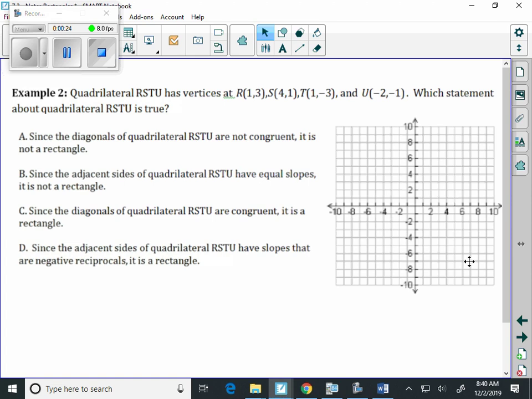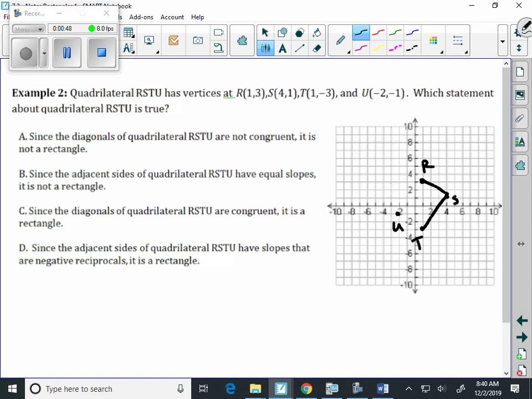And we've got 1, 3, which is R, 4, 1, here's S, 1, negative 3, T, and U is negative 2, negative 1. So R, S, T, U.